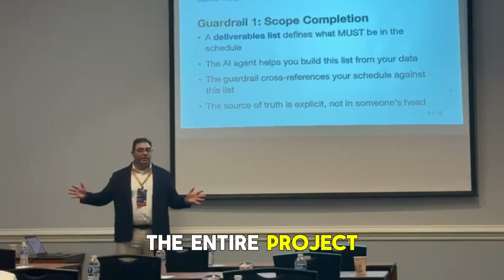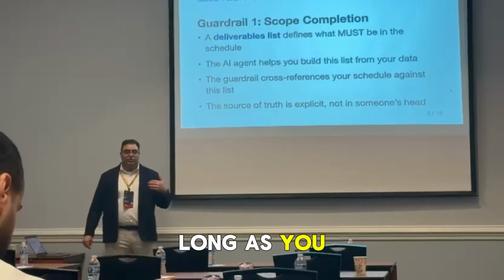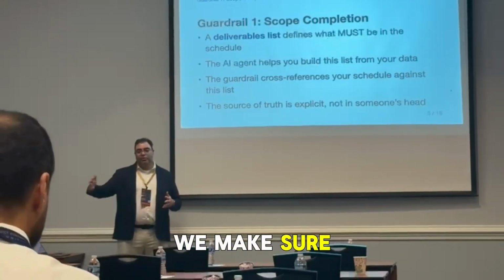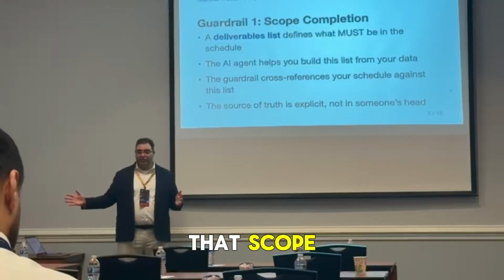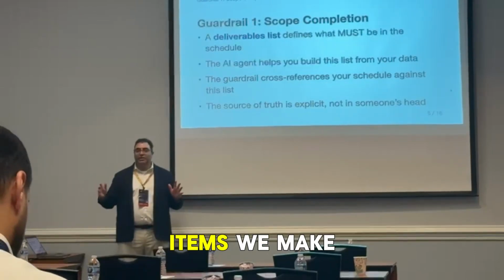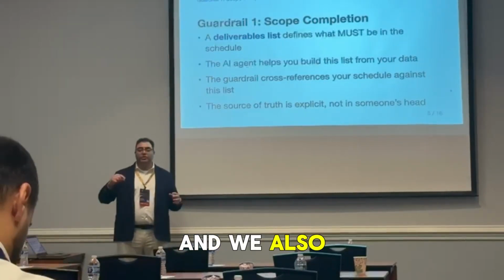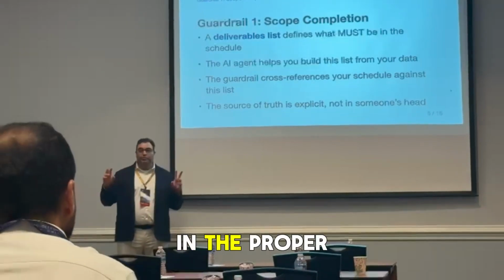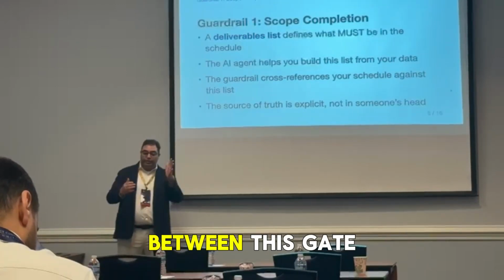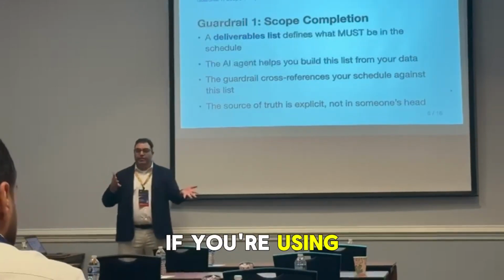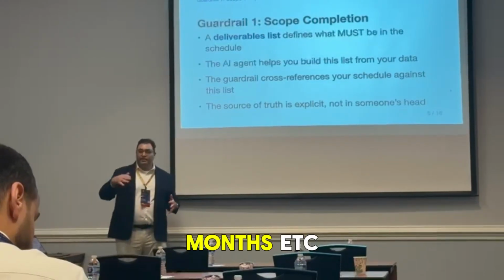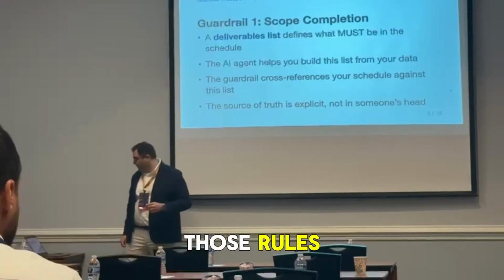So this is the entire project scope, and as long as you agree on that and you review it and approve it, we make sure that your schedule includes all of that scope. Even if it's thousands of items, we make sure all of those are in there, and that they're in there in the proper way. You could put in guardrails that say this one has to happen between this gate and this gate, if you're using gates, or this one has to happen in these months, etc. So you can enforce all of those rules.